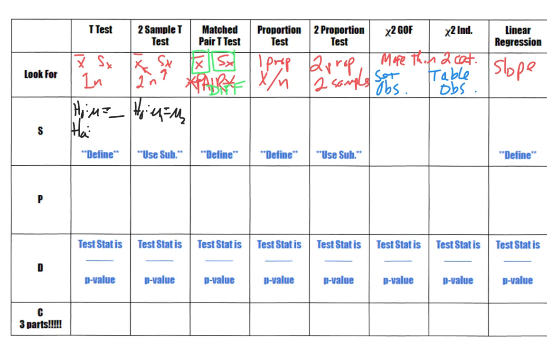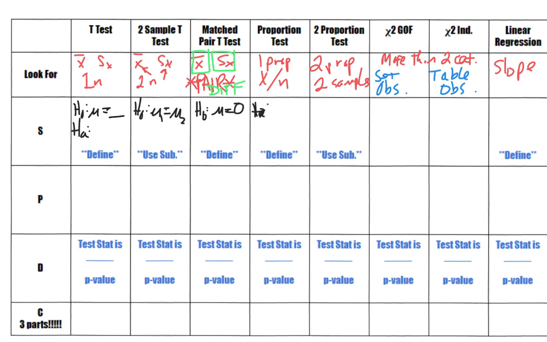So going on to the matched pair, remember that the matched pair, the null, because we've condensed it down to one list, is mu equals 0, that there was no difference. And again, your alternative would just be greater than, less than, not equal to. A one proportion test.